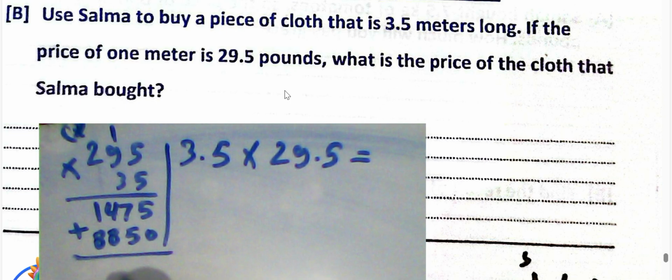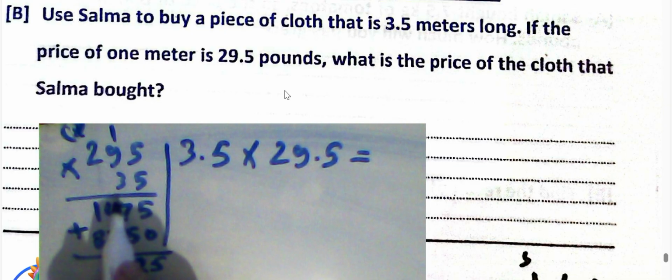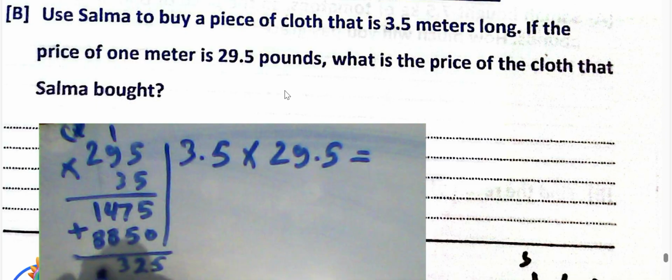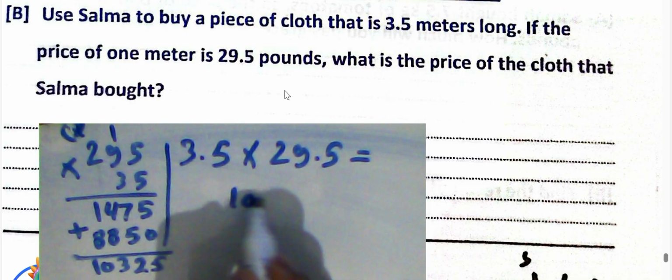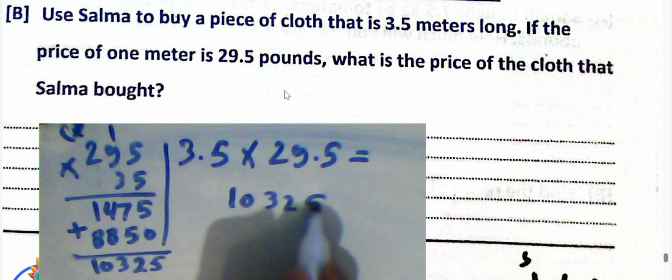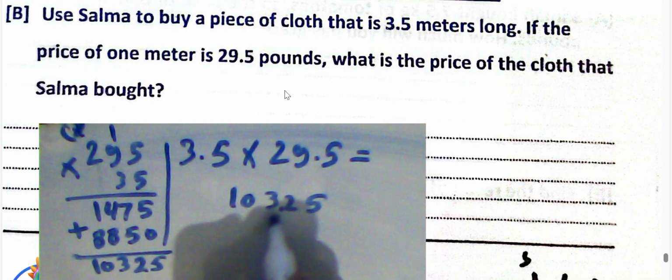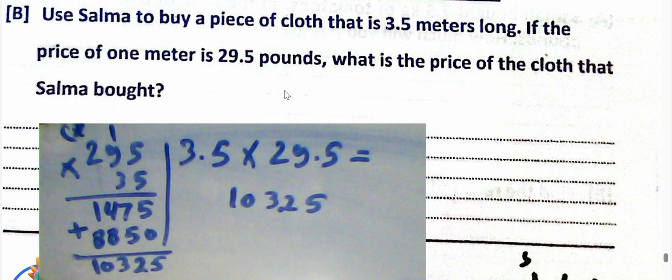You can collect. 5 plus 0 is 5. 7 plus 5 12. 2 and carry up 1. 5 plus 8 is 13. 3 and carry up 1. 2 plus 8 equal 10. So we have 10, 3, 2 and 5. The point will be after 2 places. 103 and 25 hundredths.